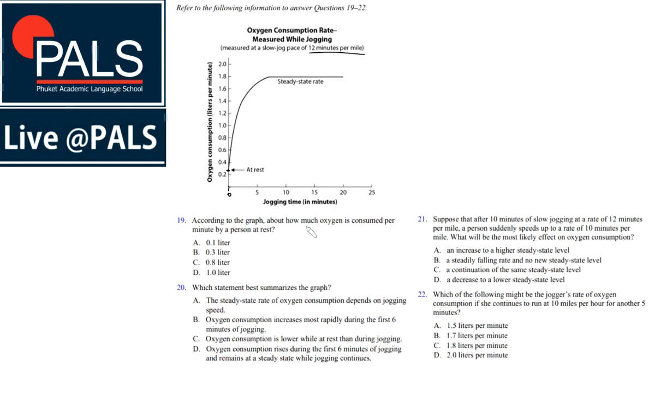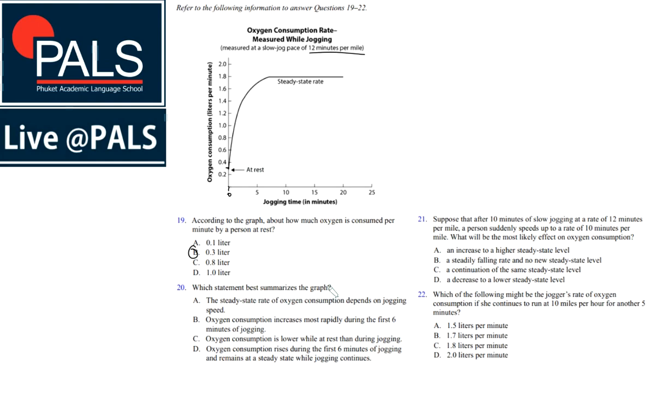So according to the graph, about how much oxygen is consumed per minute by a person at rest. So you can see that this consumption is here. It's somewhere between 0.2 and 0.4 liters per minute, and it's closer to 0.2, I guess. So if we actually delete this, now we can see it's more or less in the middle. So the only thing that makes sense is B, 0.3 being between 0.2 and 0.4. Yeah, all the others don't really make sense. So this is at rest.